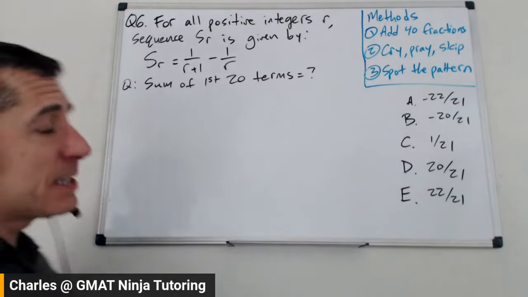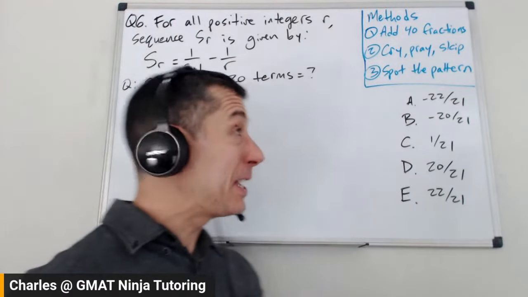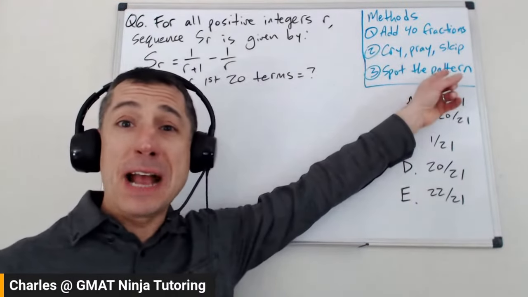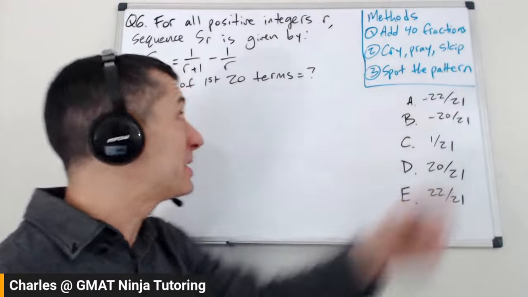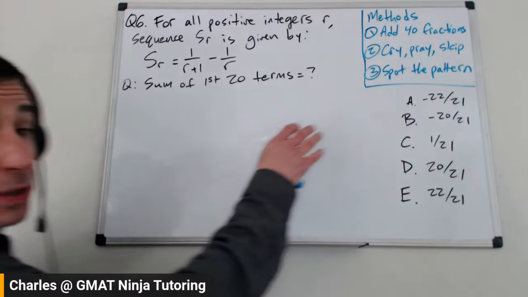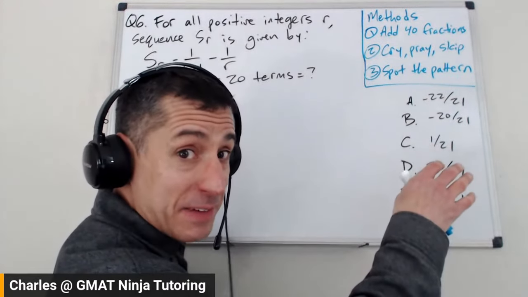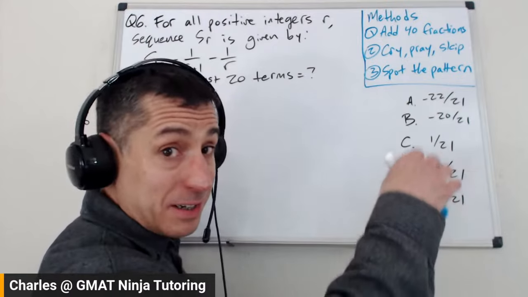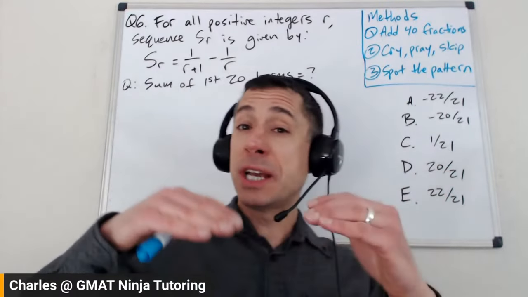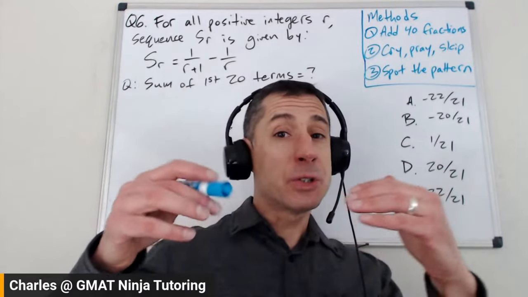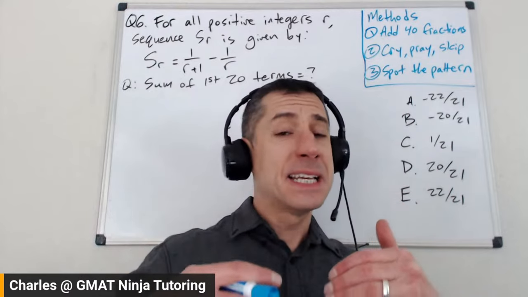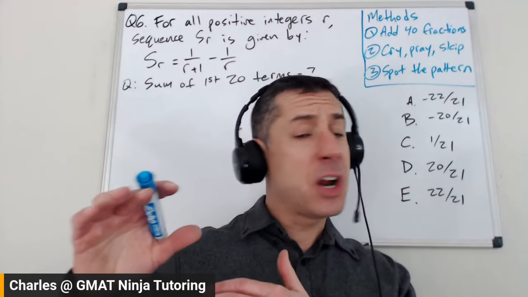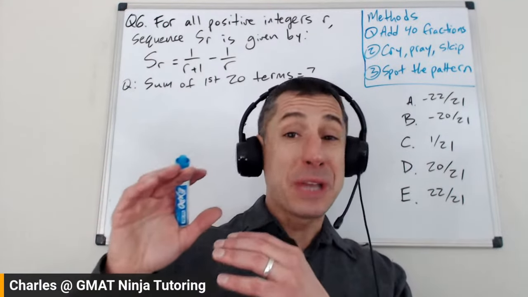Again, 100% about spotting the pattern here. Your options, you could add and subtract 40 fractions, knock yourself out. Or if you try messing around with this and you don't have an answer, skip it. GMAT's looking for the level of question at which you get roughly half right, half wrong. Those 21 quant questions in 45 minutes, unless you walk on water and swim on air, you're probably not going to get all 21 right. It's okay. Skip some of them.